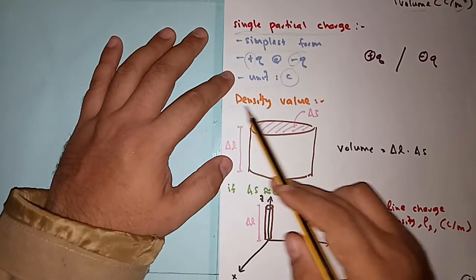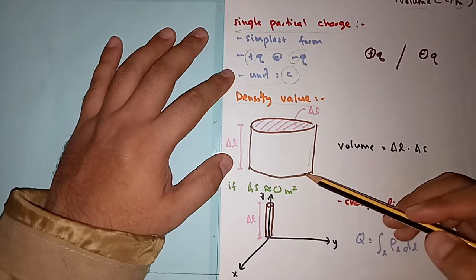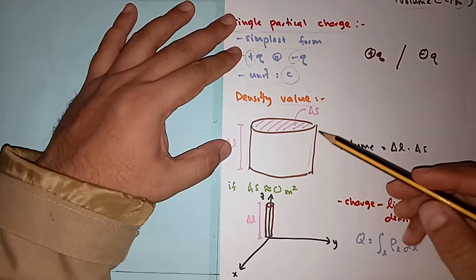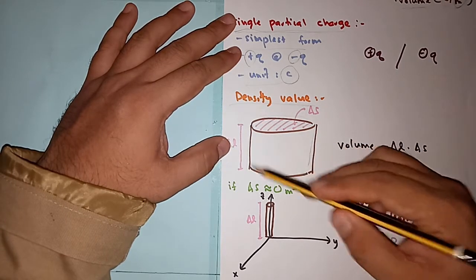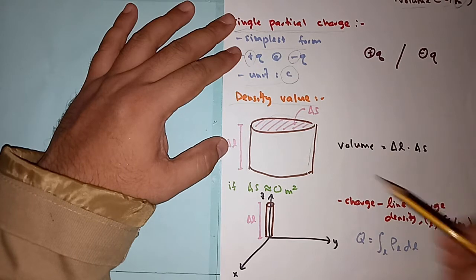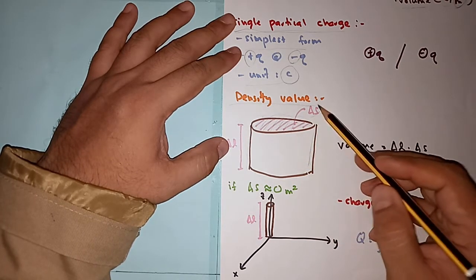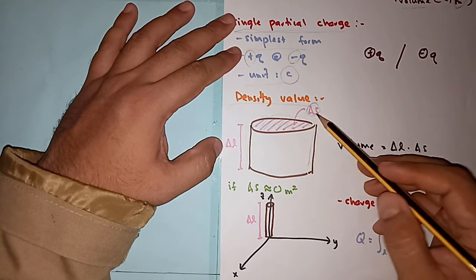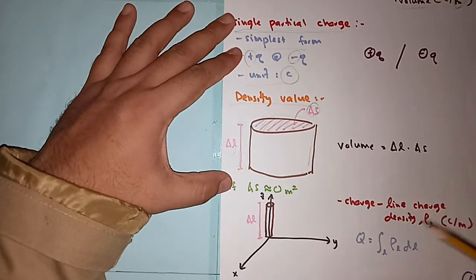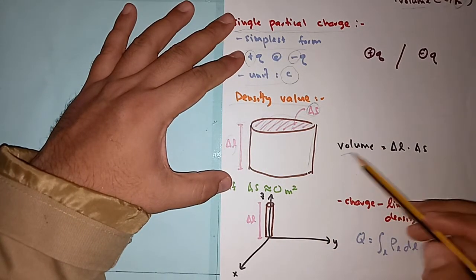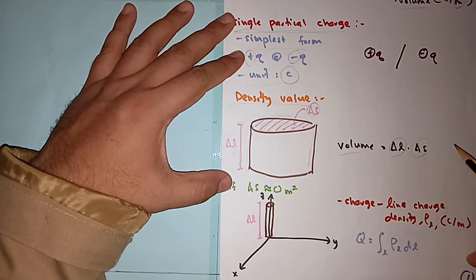In the density value, let's say we have a cylindrical shape, and the charge is evenly distributed inside this shape. The area of this cylinder is equal to delta S, the height of this cylinder is equal to delta L, and the volume for this shape is equal to length multiplied by its surface.